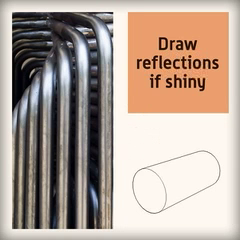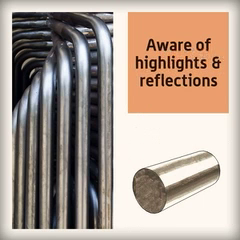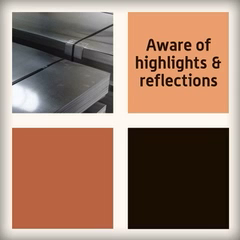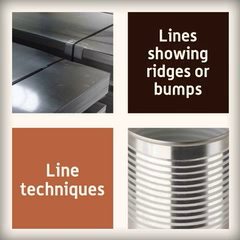For metals, you can draw the reflections if the metal is shiny. You need to make sure you're aware of the highlights and think about reflections. Flat sheet metal or metals with texture are represented using line techniques, for example drawing lines to show any ridges or bumps.